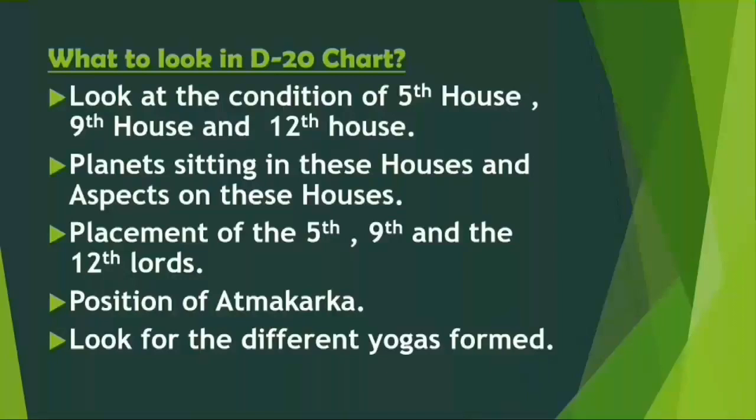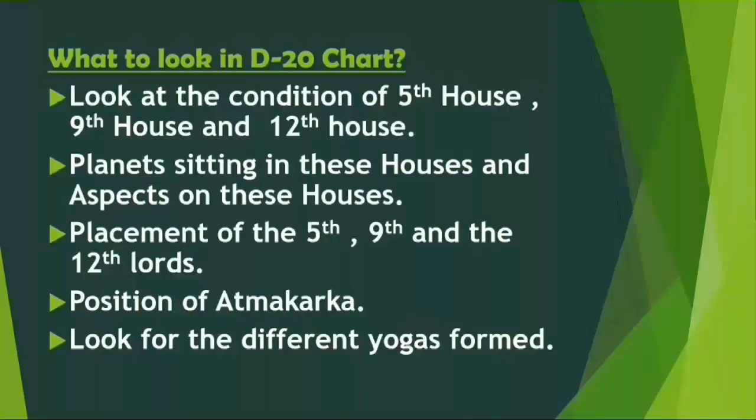Now the next step. What to look for in the D20 chart. As I said, the first house is very important in the D20 chart. We have discussed it earlier also. Now we have to look at the condition of the fifth house, the ninth house, and the 12th house of the D20 chart. We have to look for the planets sitting in these houses and what kind of aspects these houses receive. The placement of the fifth, the ninth, and the 12th lord, and the position of the Atma Karaka.